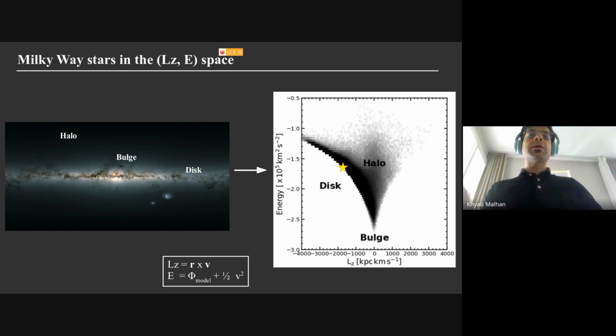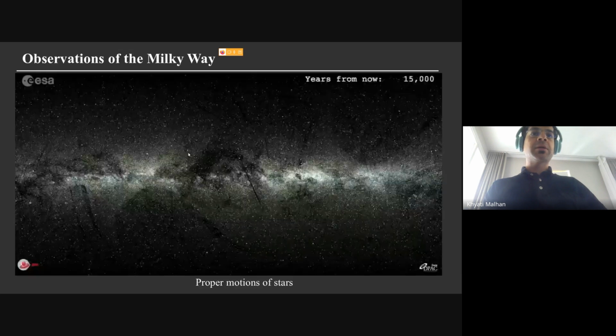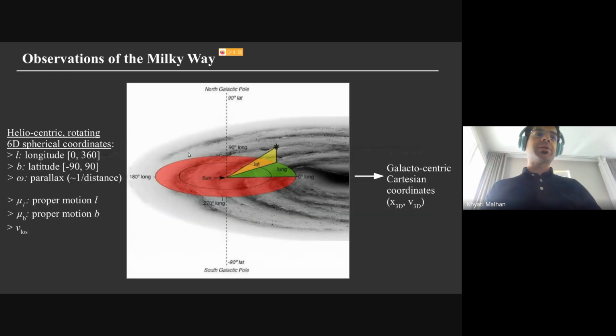Right. So that's a very good question and fundamental question. So Gaia is providing us l, b, parallax, and mu_l, mu_b, and v_los. So of course, the 3D positions can be obtained by simply multiplying this distance with b and l, right?